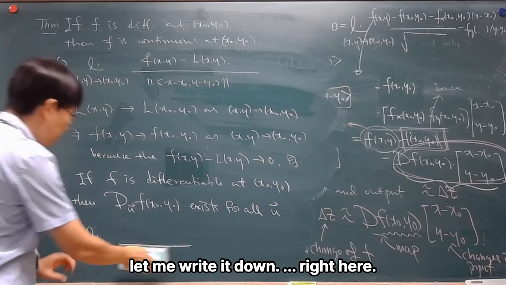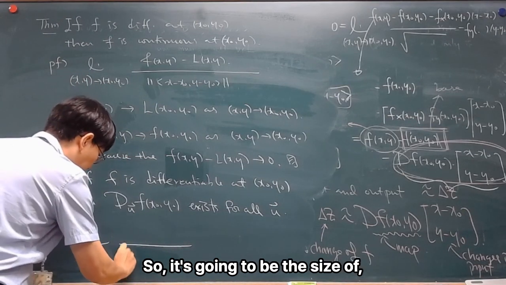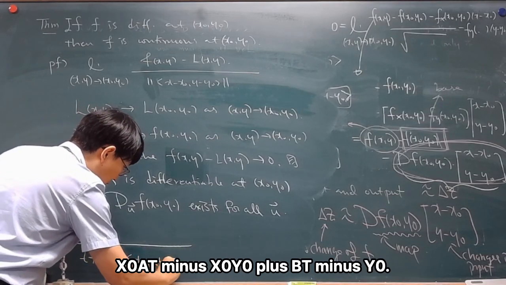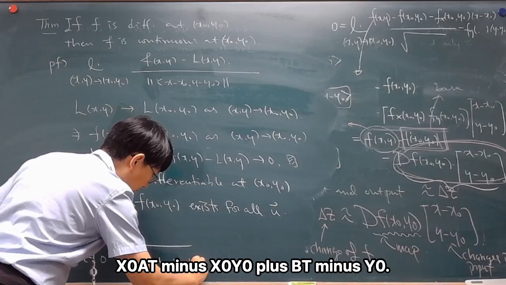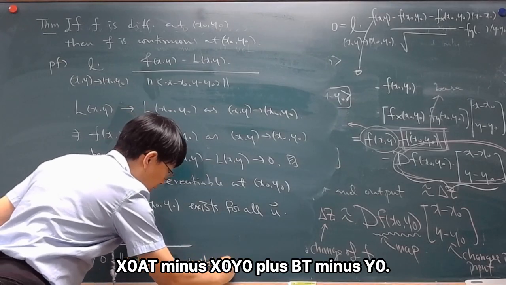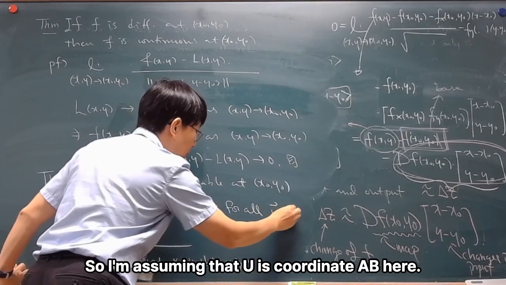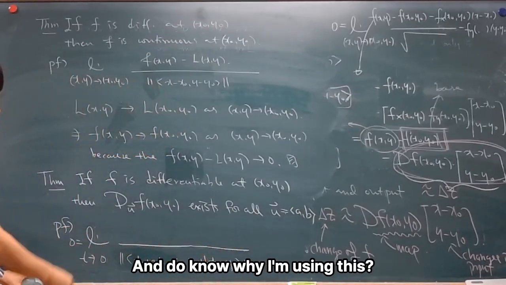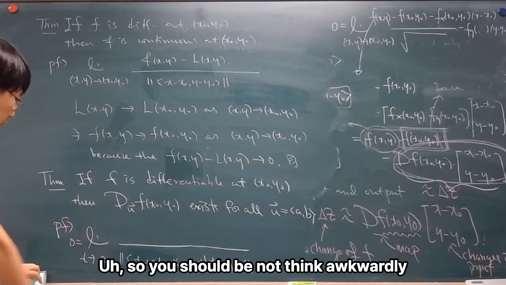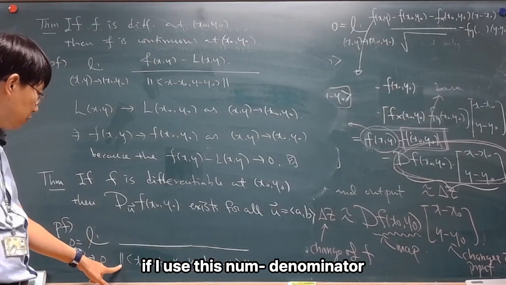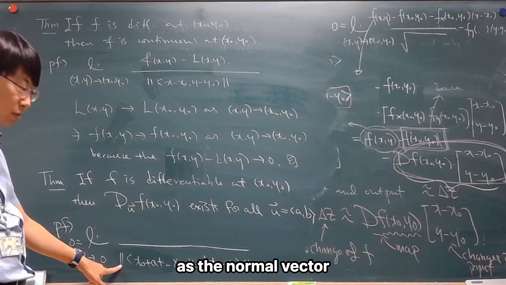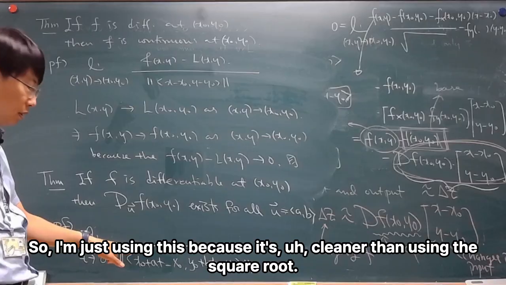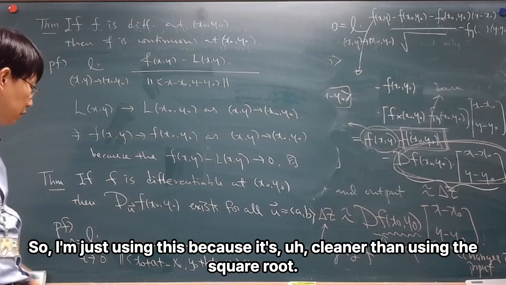Well, let me write it down right here. So it's going to be the size of (x0 + at minus x0, y0 + bt minus y0). I'm assuming that u has coordinates (a, b) here. And you should not think it awkward that I use this denominator as the norm of a vector, because it has the same formula as in the definition, right? I'm just using this because it's cleaner than using the square root.